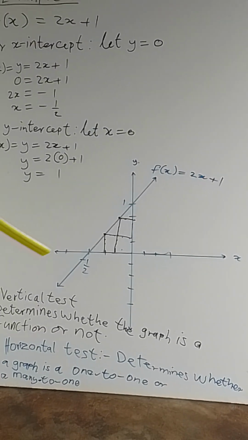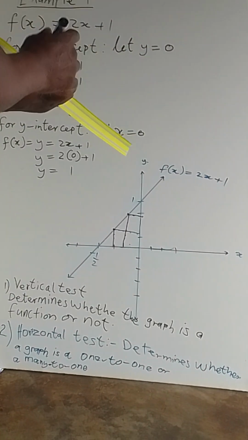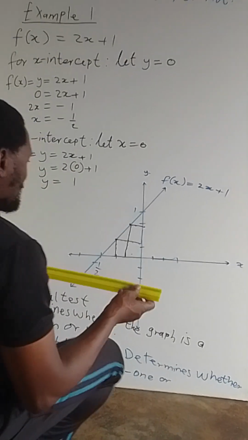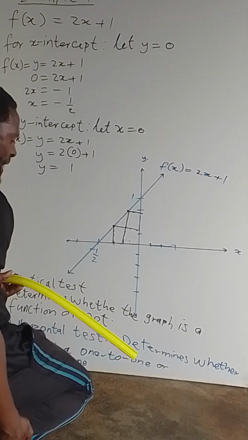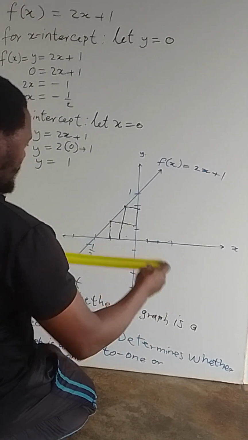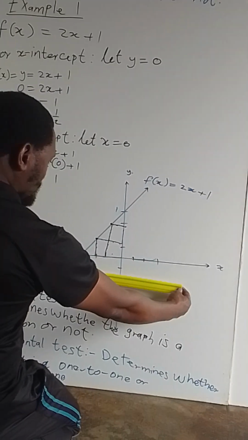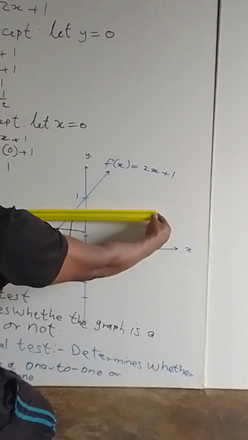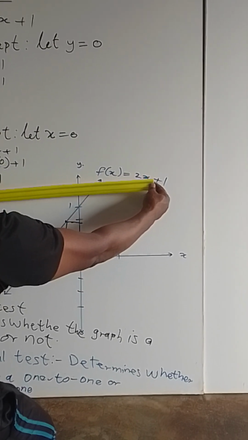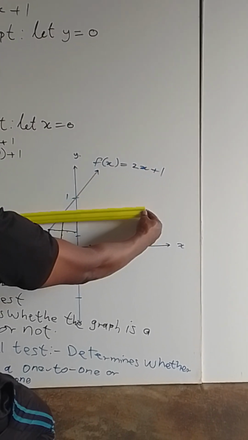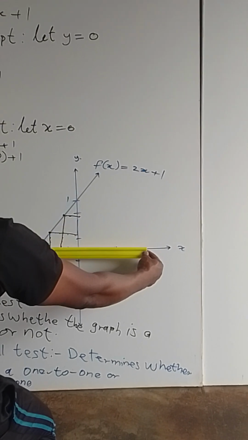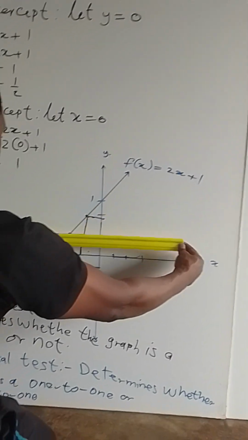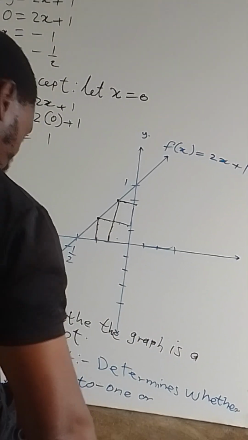Now let's go for number 2, because we have identified that this is a function. Now let's check if the horizontal test is going to tell us it's a 1 to 1 or many to 1. A horizontal test: you're moving the ruler up and down. As you can see, the ruler moves up and down. It touches one value of x and one value of y. It means that it's a 1 to 1 function.